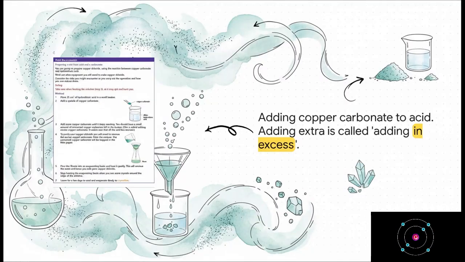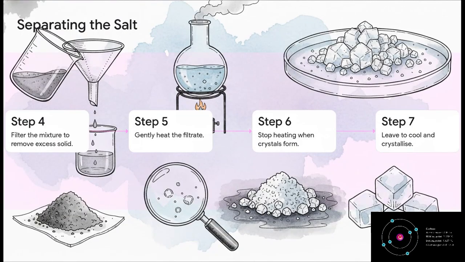You'll notice how we add the powder until there's a little bit left unreacted at the bottom. This is a really important technique called adding in excess. It's how we guarantee that every last bit of acid has reacted, leaving us with a pure solution of our salt. Okay, reaction's done. Now what? Well, we have a mixture of our salt solution and that leftover solid powder. The goal now is to separate them and then turn that solution into solid salt crystals.